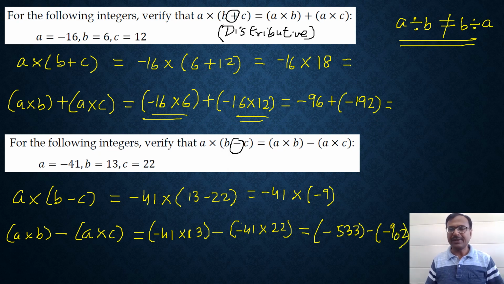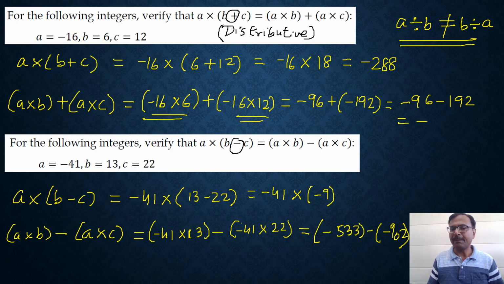So in the first question, now it's all about multiplying 16 and 18, which is 288. So minus 288. And if you see minus 96 minus 192, this is also minus 288. So you can see the distributive property holds good in case of plus, if you have plus in the bracket.